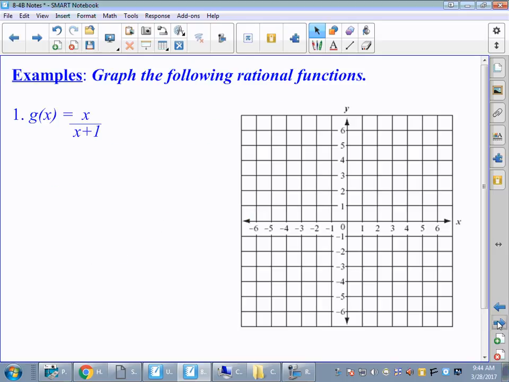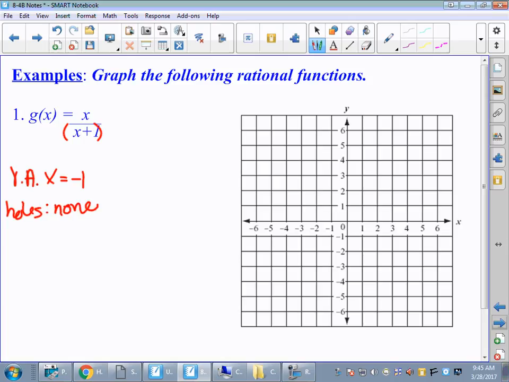So we're going to graph the following. The first one, if you look at it, it's already factored. There are no common factors here. And so in the simplified form, my excluded value of -1 is still undefined. And so that means we have a vertical asymptote when x equals -1. There are no holes.